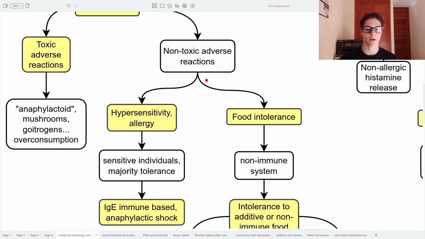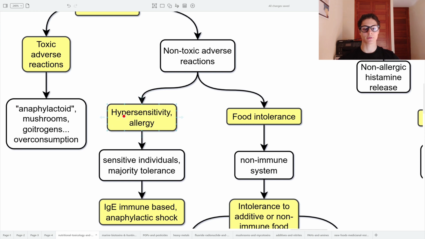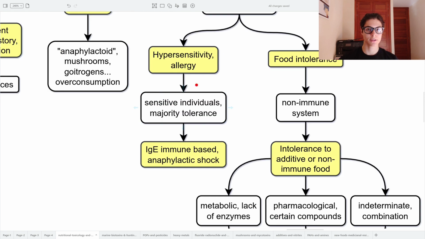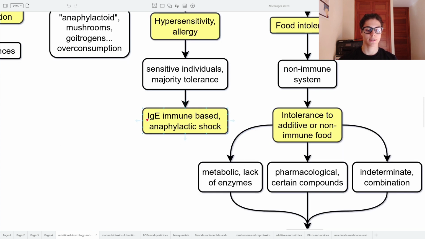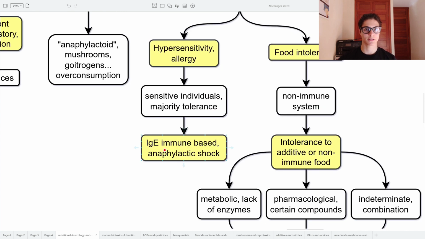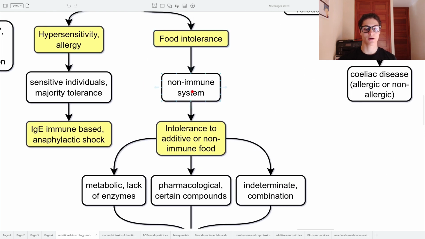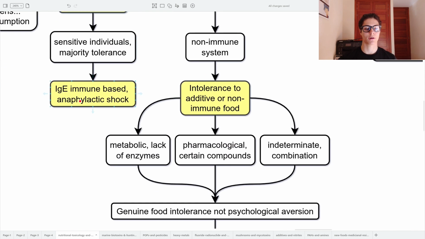On the other hand, the non-toxic adverse reactions are differentiated between hypersensitivity, which is the allergy, and the food intolerance. The allergy must be in sensitive individuals to a certain food, a food that the majority of the population tolerate, and it has an IgE immune reaction, which can lead to an anaphylactic shock. If it doesn't have an IgE, it's not an allergy. And food intolerances are non-immune system based, so no IgE. And it's an intolerance to an additive or non-immune food.